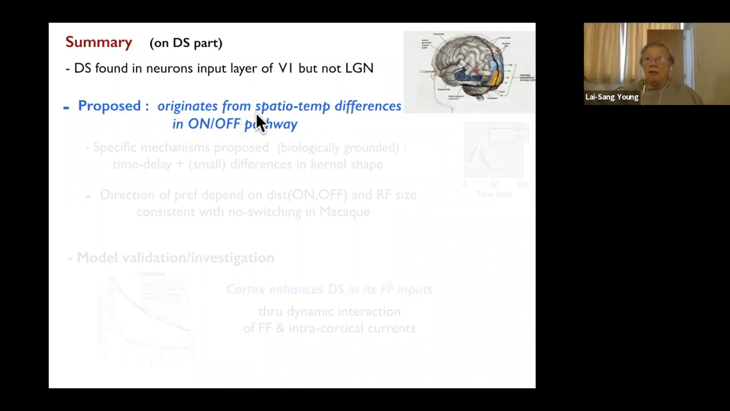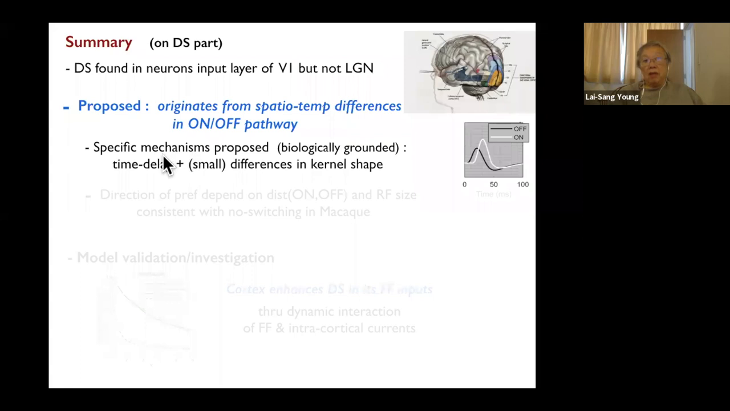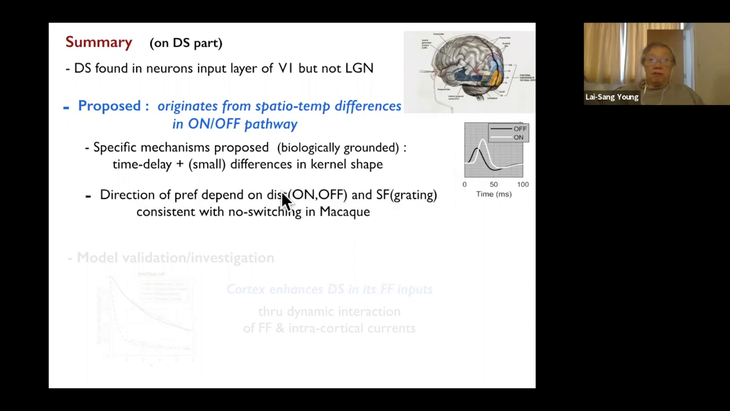The proposal is that it originates from the dynamical differences between the on and off LGN cells. Specifically, the two mechanisms proposed are, one, a time delay between on and off, and the second is a small difference in the kernel shape, namely like this. The direction of the directional preference depends on the distance between the on-off cells and the spatial period of the grating. And I gave an argument that it's consistent with no switching in the macaque, even though mathematically it says it is going to switch.